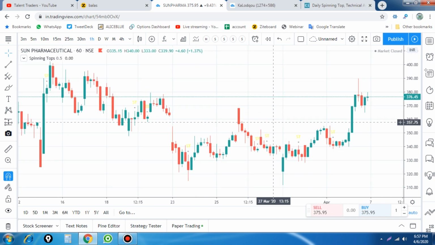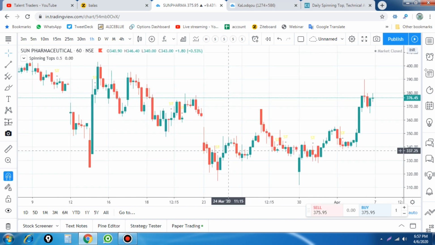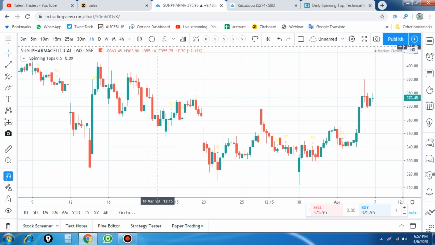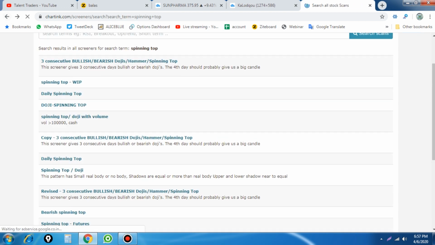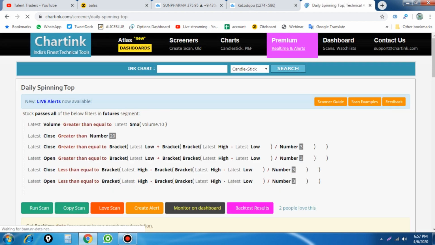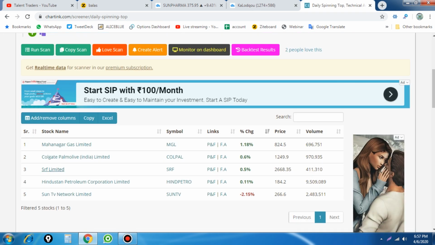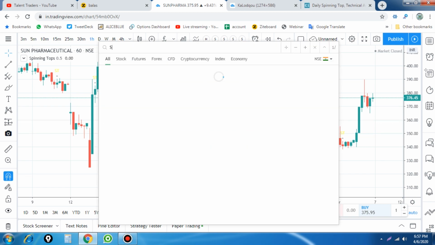Okay, so once you really understand candlestick patterns, you can easily make money from the market in a very easy way. And you can search for them based on spinning top candles. So let me show you some spinning top candles where they form. These are the stocks where a spinning top forms. Let's check it out. Sun TV forms a spinning top.